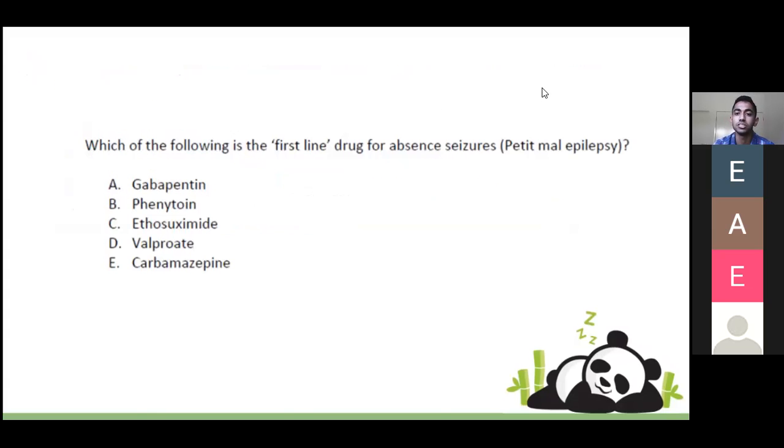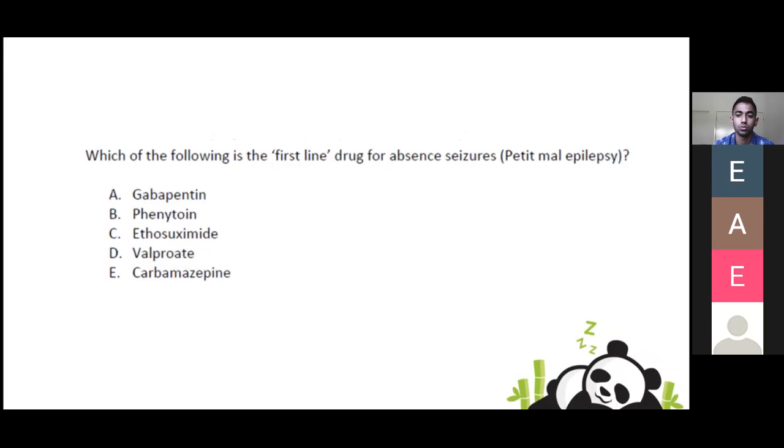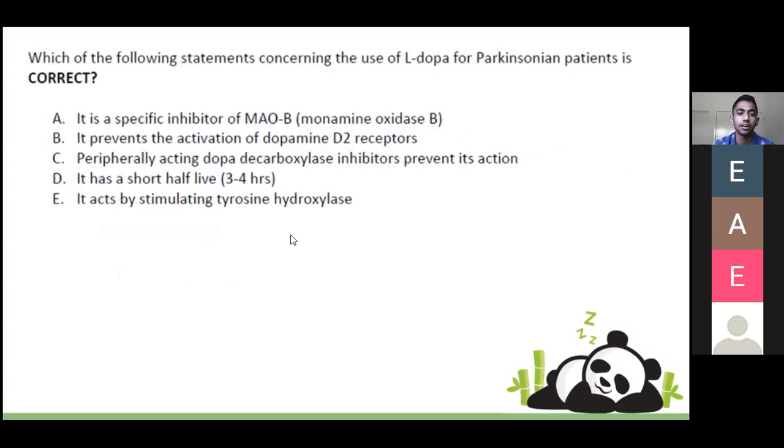First line drug for absence seizures, so petit mal seizures, what do we reckon? Yep, so people are saying C, which is really good. I'm glad people are listening. Yay. Ethosuximide is used for our absence seizures. Carbamazepine mainly for our partial seizures, and valproate pretty much for everything else. Good. And then I can't actually read the questions.